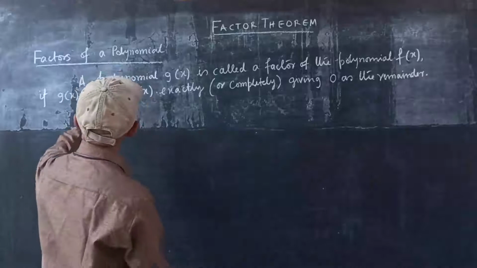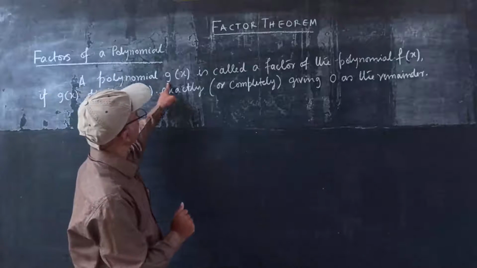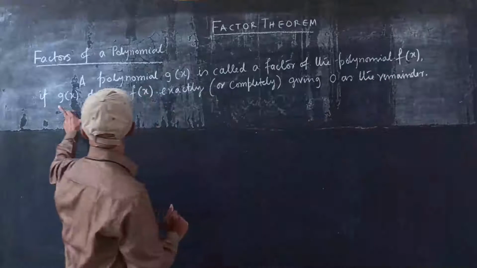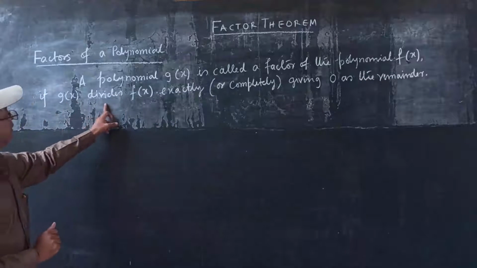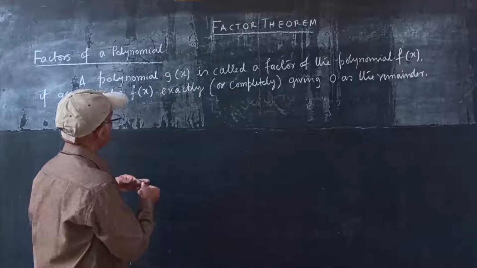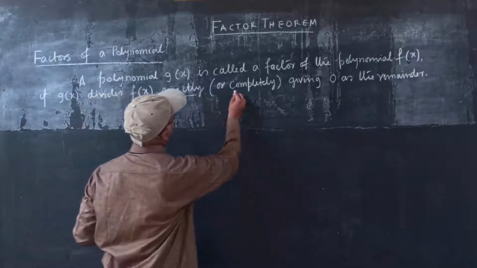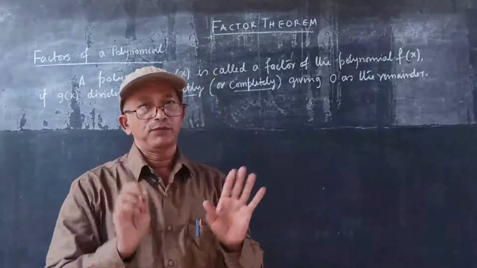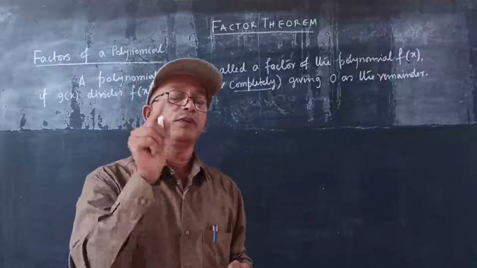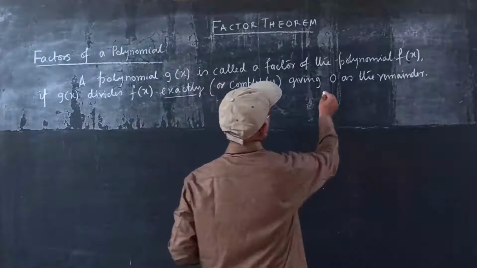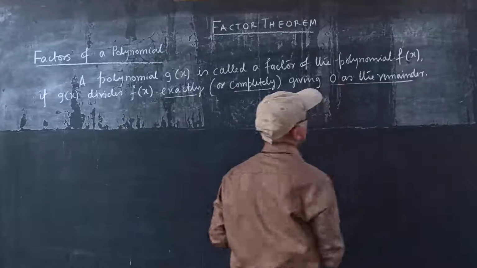Now we take a polynomial g(x). g(x) is called a factor of the polynomial f(x) if g(x) divides f(x) exactly. This is important: exactly or completely, that means no remainder will be left. If there is a remainder, it should be 0, giving 0 as the remainder.